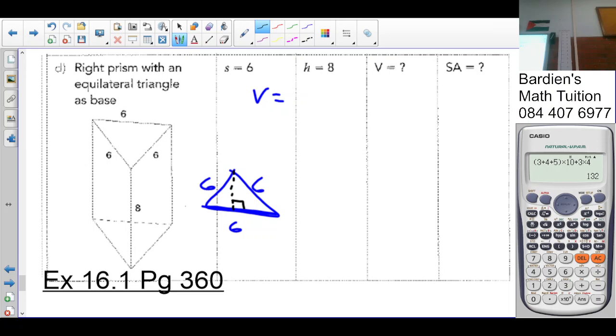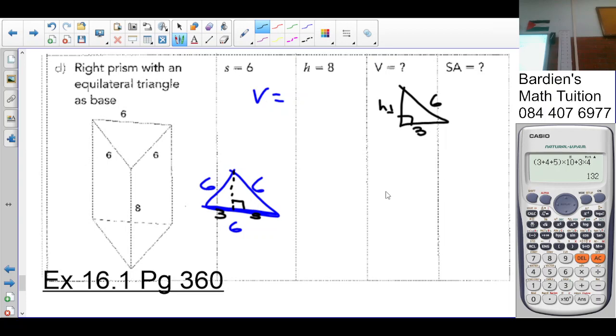If this is 6, then what is this length here? 3, because it's equilateral, so this is symmetrical as well. So how are you going to calculate this perpendicular height? Using Pythagoras. Can you see that? We're going to use Pythagoras in the triangle looking like that. That is 3, 6, and this is your perpendicular height.